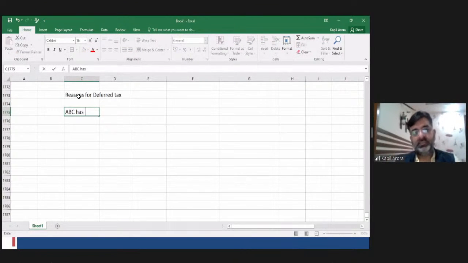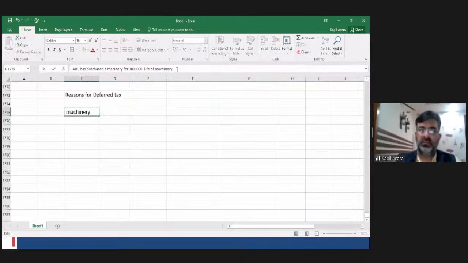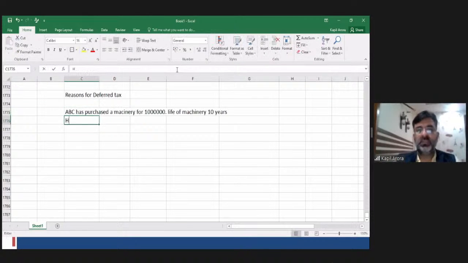I'll take another example. ABC has purchased machinery for 10 lakh rupees. The life of the machinery is, let's assume, 10 years. However, the life as per the Income Tax Act is coming as 8 years.